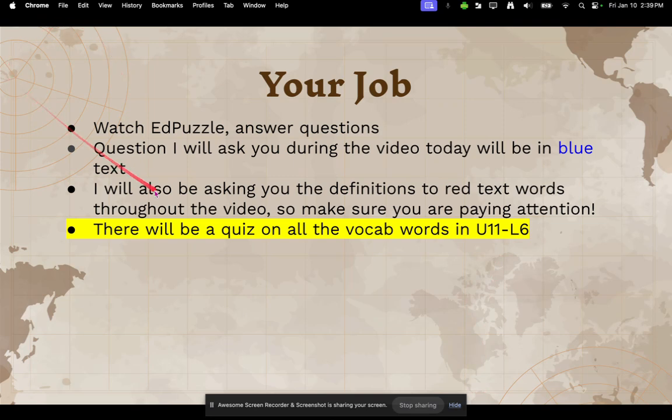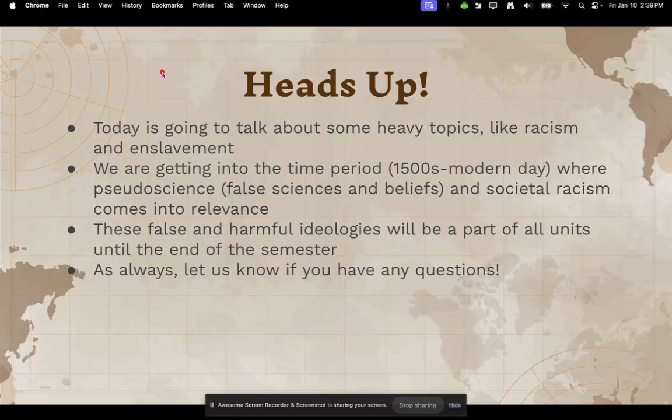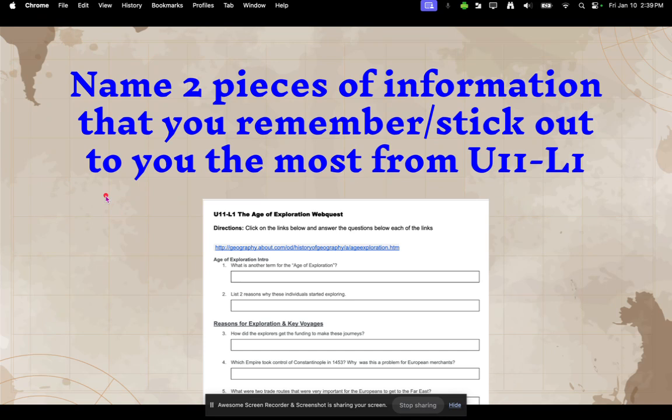Heads up, today is going to cover some heavy topics like racism and enslavement. We're getting into the time period, about the 1500s to modern day, where pseudoscience, which means false sciences and beliefs, and societal racism come into relevance. These false and harmful ideologies will be a part of all the units until the end of the semester. But as always, let us know if you have any questions. We are here to help.